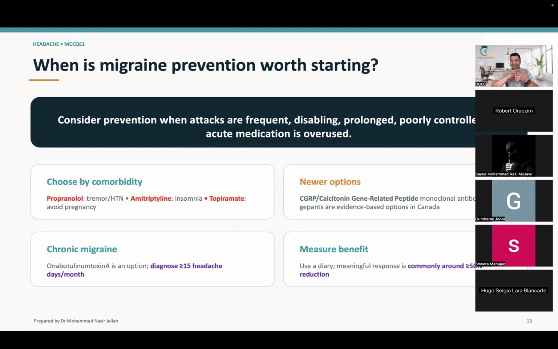In case of migraine, we have to start preventive treatment, not for every migraine, but the migraine that makes you disabled, the migraine that affects your daily life, study, work, social, and sexual life. And it's more frequent. And if the medication is poorly controlled despite taking the medication, or acute medication overuse, in this case, I have to start the preventive treatment.